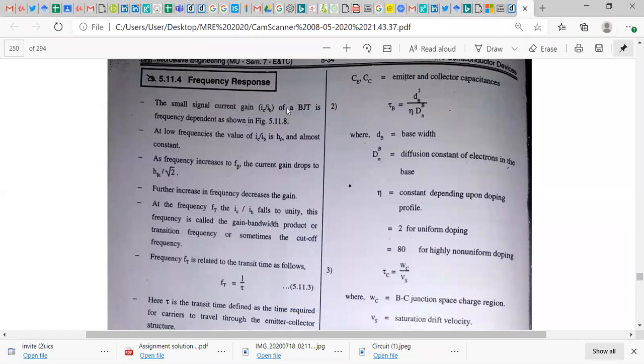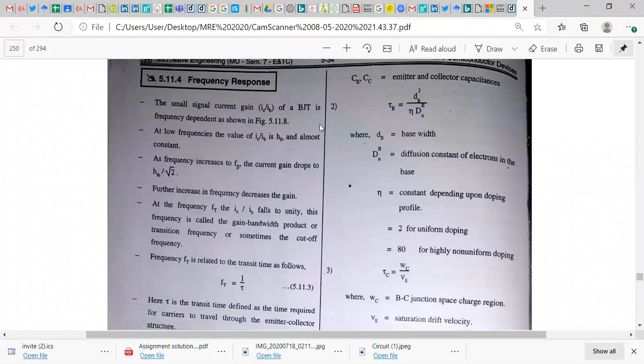Yesterday we had studied frequency response of BJT. We have seen the frequency response of BJT and FET as well. Frequency response of BJT is nothing but the curve of relation between the current gain and the frequency. Current gain is represented by the term beta, which is equal to IC by IB, the ratio of collector current to the base current.